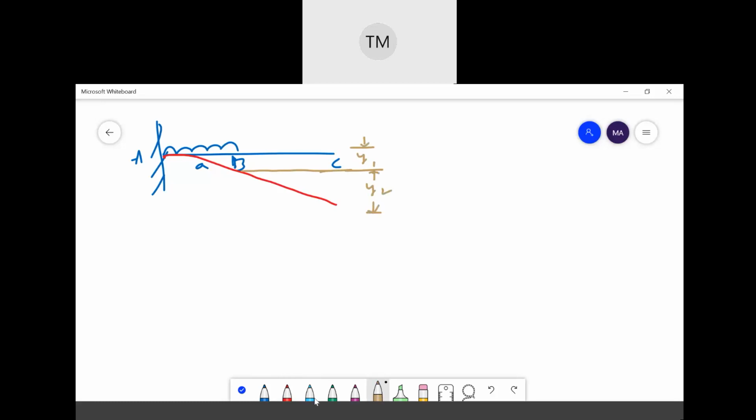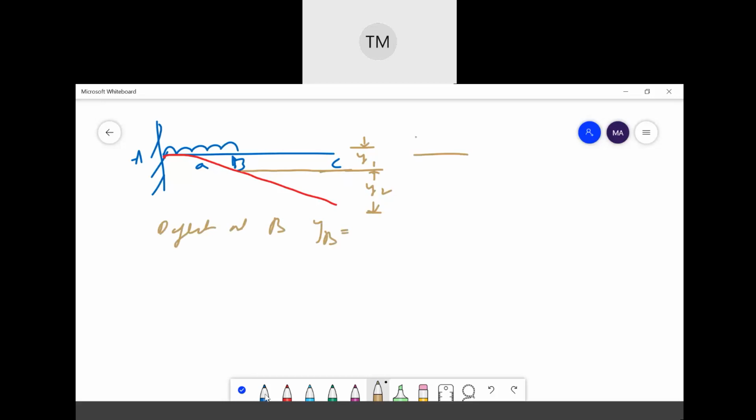You will apply the same process, whatever you applied in the previous derivation. You will apply the same condition. If you apply the same condition, what happens here? What is the deflection at B? You know directly you have a formula for UDL.